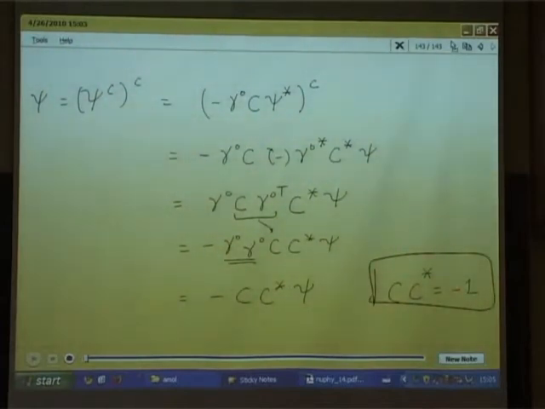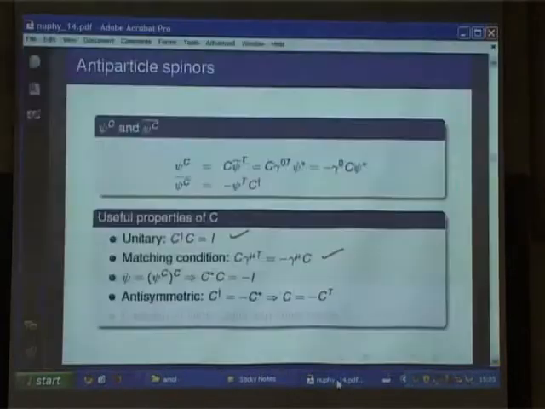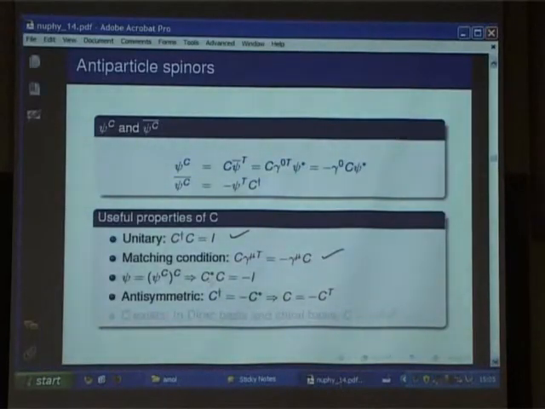So algebra, we can go through this peacefully and convince ourselves. Therefore C dagger C has to be equal to minus 1. Now C dagger C is 1, C star C is minus 1. So C dagger is minus C star. So C is equal to minus C transpose. So C is antisymmetric. So what we have found is that our C should satisfy these 4 conditions. And the question is, is there a matrix that satisfies all these 4 conditions?